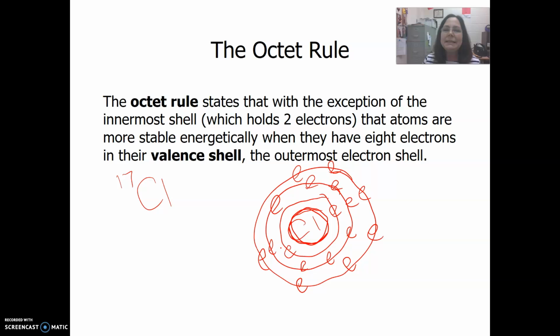So what would need to happen to satisfy the octet rule? The valence shell is this one right here, the third energy level, and it would be stable if it gained 1 electron. And that's what needs to happen. When chlorine actually gains an extra electron, it becomes stable because its third energy level now has 8 electrons in it.